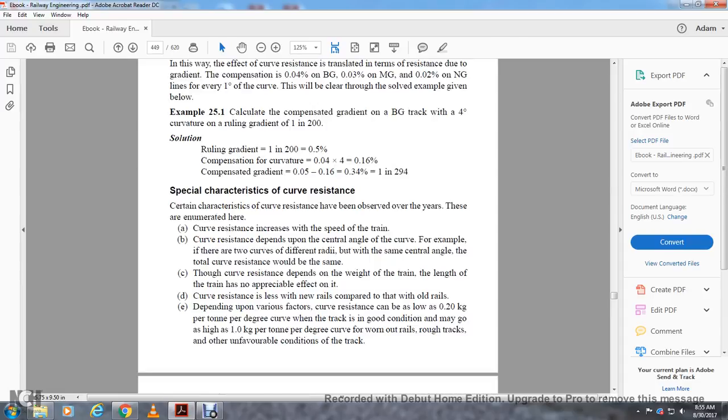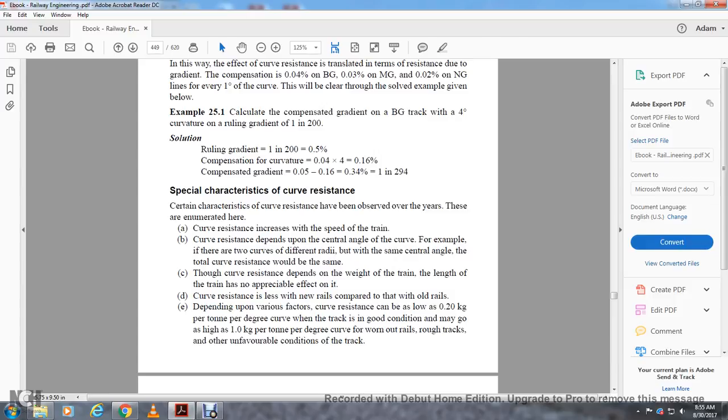Special characteristics of curve resistance. Certain characteristics of the curve resistance have been observed over the years. These are enumerated here. The curve resistance increases with the speed of the train. The curve resistance depends upon the central angle of the curve. For example, if there are two curves of different radii with the same central angle, the total curve resistance would be the same. The curve resistance depends on the weight of the train, while the length of the train has no appreciable effect.